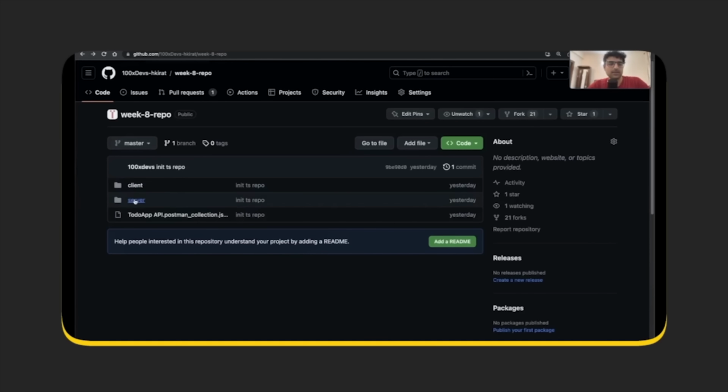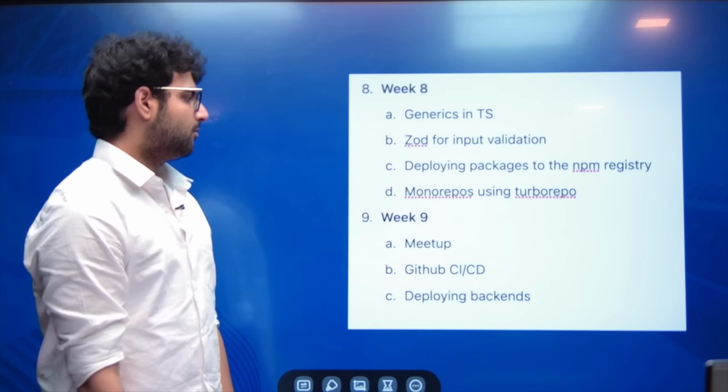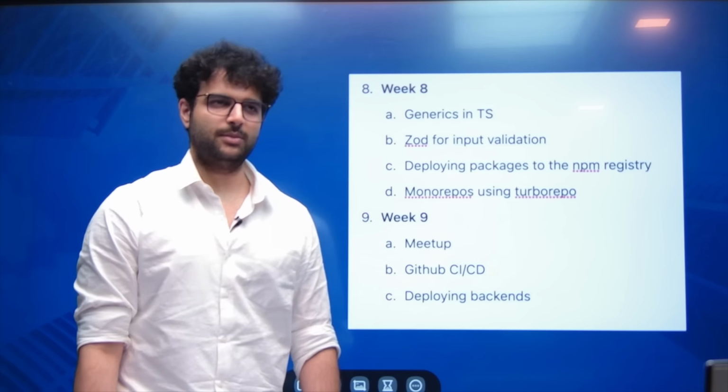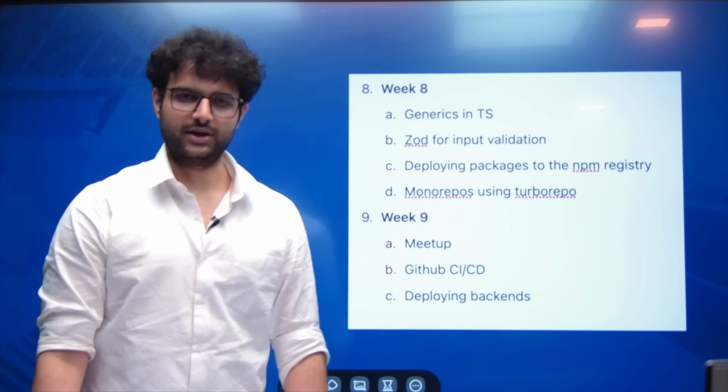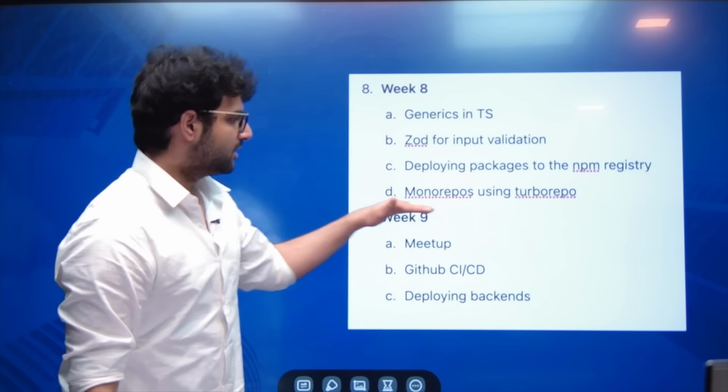Deploying apps to the NPM registry, not apps, packages. So how you can create your own packages and deploy them to an NPM registry. And finally, monorepos, which is like how repositories are built in the real world, where backend and frontend are all in the same sort of code base. Cool. This was the original curriculum I had in mind.